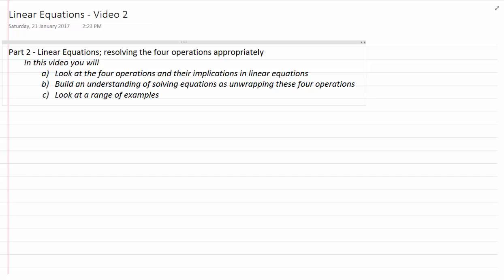Hi and welcome to Linear Equations video 2. In part 2 you're going to be looking at linear equations and basically resolving the four operations appropriately. So the four operations are addition, subtraction, multiplication and division. In this video you will be looking at the four operations and how they are applied to linear equations, and you'll be building an understanding of how to solve equations as an unwrapping of these four operations.